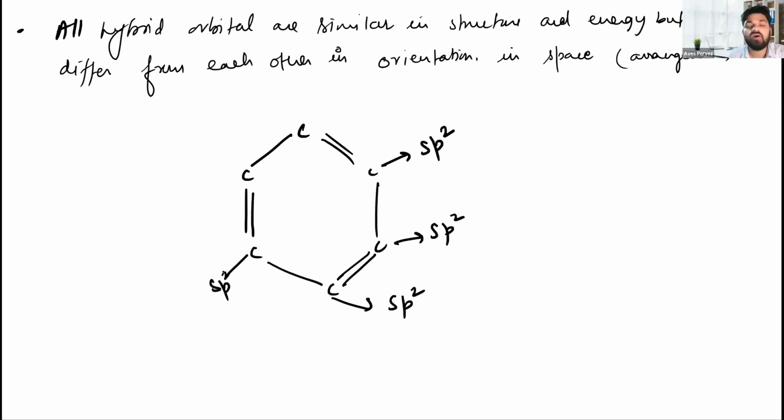And how we calculate the hybridization, we're going to discuss this one: why carbon is going to have sp2, and why the carbon of methane is going to have sp3 hybrid orbitals. So we're going to discuss this one.